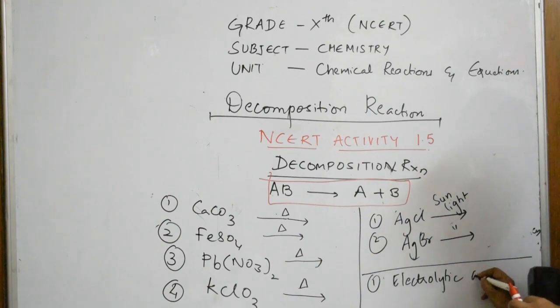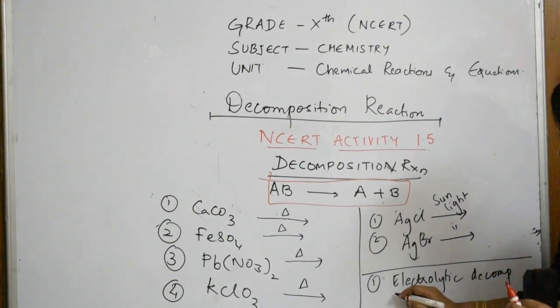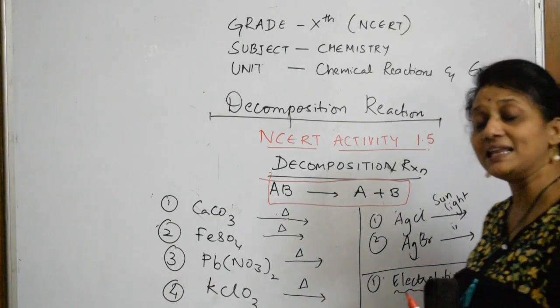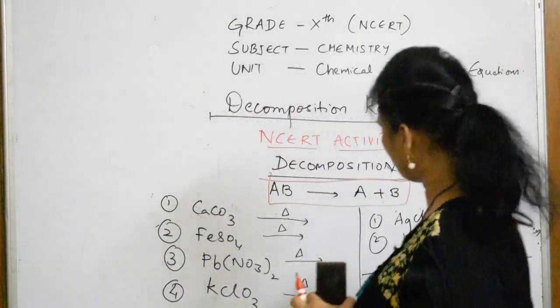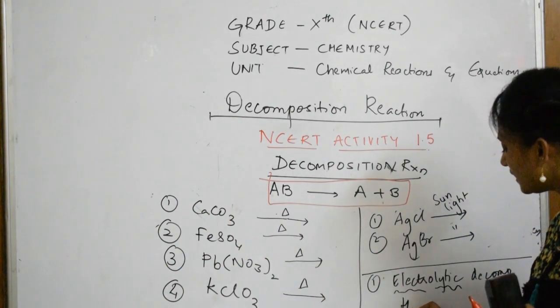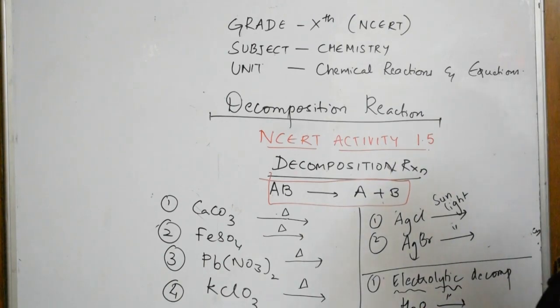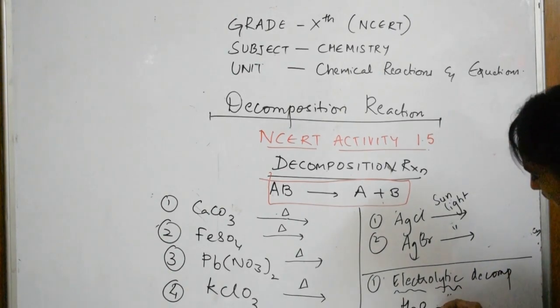Electrolytic decomposition, that is, electrolysis. Electro means electricity. Lytic means breaking down. So I'll be breaking it down using electricity. Which example will I take? I'll be breaking the water molecule using electricity, or electrolysis. So what is this process called? Electrolysis.